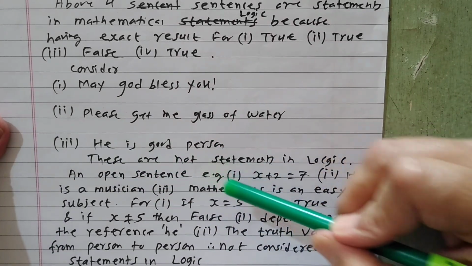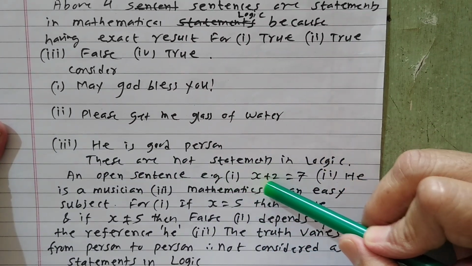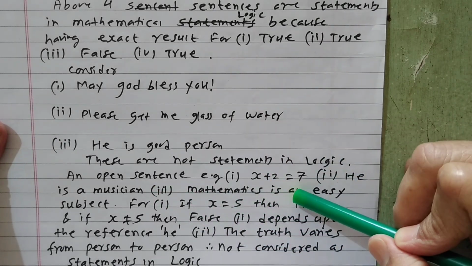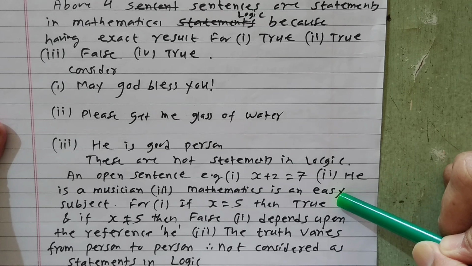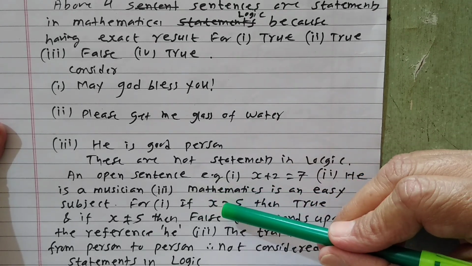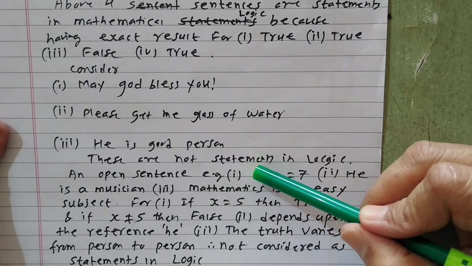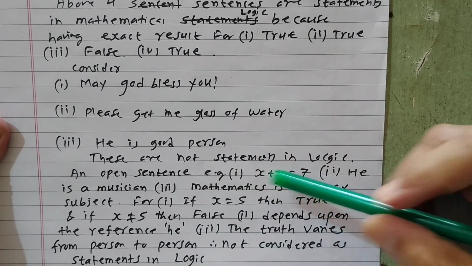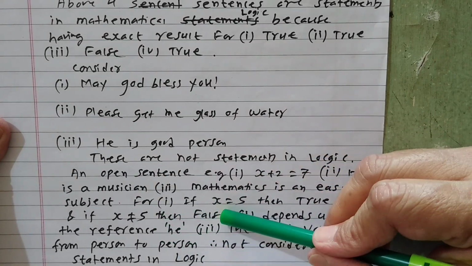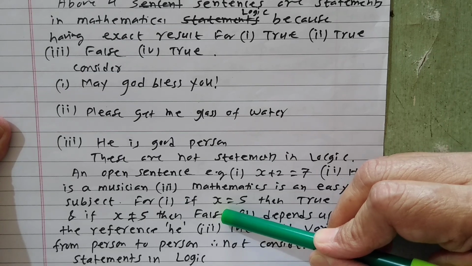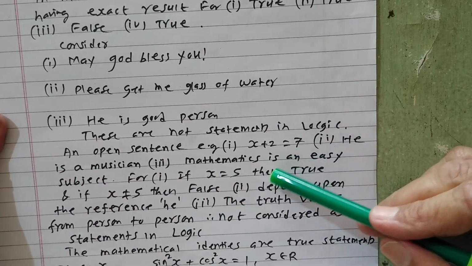And open sentences, for example, x plus 2 is equal to 7. He is a musician. Mathematics is an easy subject. These are also not mathematical logic statements because in statement number 1, only when x is equal to 5 will x plus 2 be equal to 7, and then it is true. Otherwise, when x is not equal to 5, it is false. Therefore, such a statement is called an open statement and it is not a mathematical logic statement.